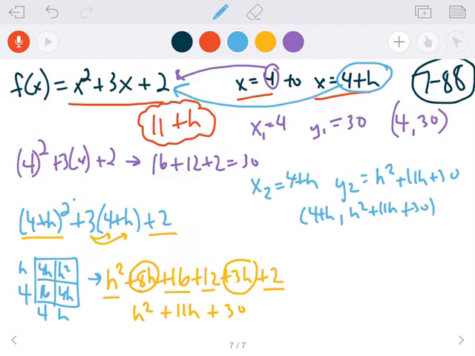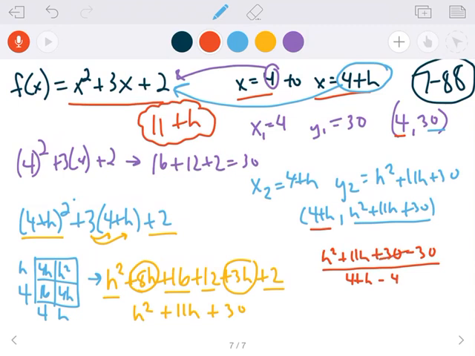So we're going to use our slope formula now. So we're going to take y2 minus y1. I'll do it in red. So h squared plus 11h plus 30 minus 30 all over x2 minus x1. So 4 plus h minus 4. And then we just want to simplify that.